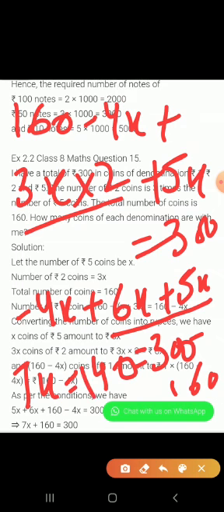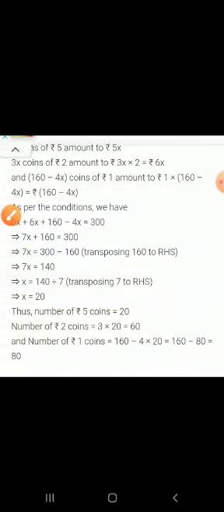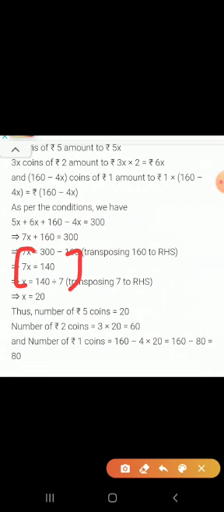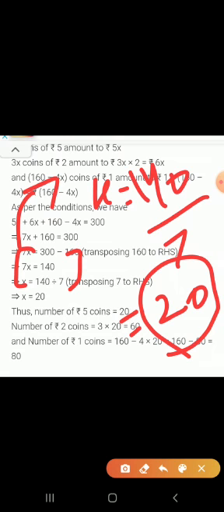That is 140. So 7x equal to 140. We are getting 7x equal to 140. Here see, is it matching? Yes, see. 7x we are getting equal to 140. And in order to find out the value of x, what we will do? x equal to 140 upon 7. So the answer will come out as 20. So x we are getting as 20.